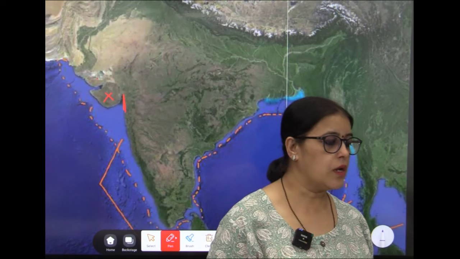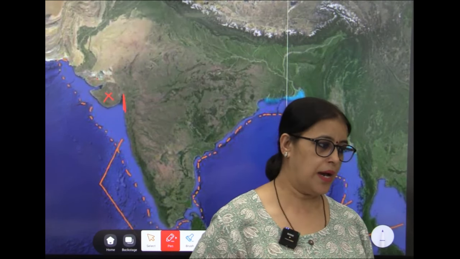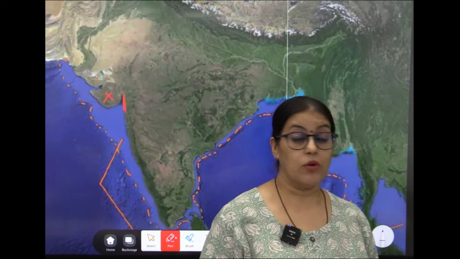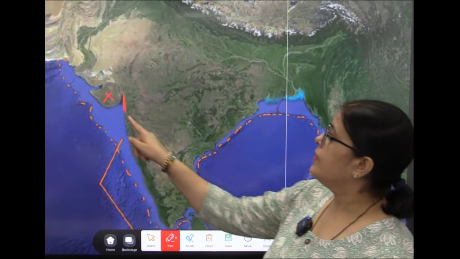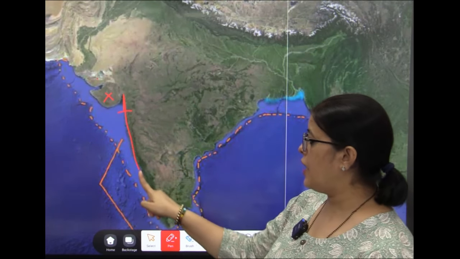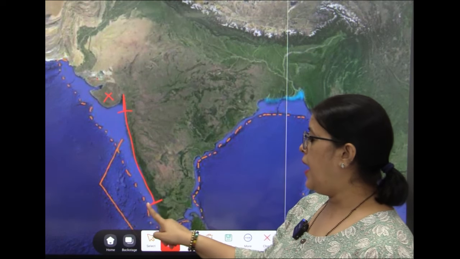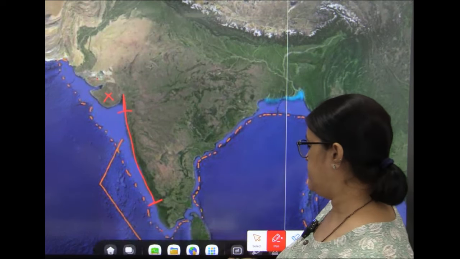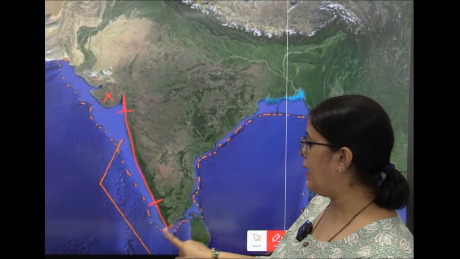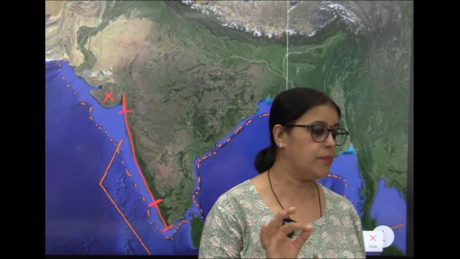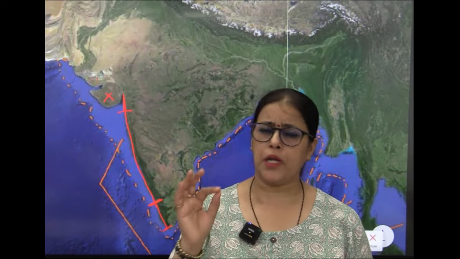Now we are quickly taking Konkan and Malabar plains one by one. Can you help me? Konkan where? Konkan is Maharashtra, Goa, Karnataka. And where will be our Malabar? Kerala only. Because I told you Malabar coast is a climatic region. Malabar plain is a physiographic unit. Can you help me? What will be the typical characteristics of Konkan plain? You all know this.